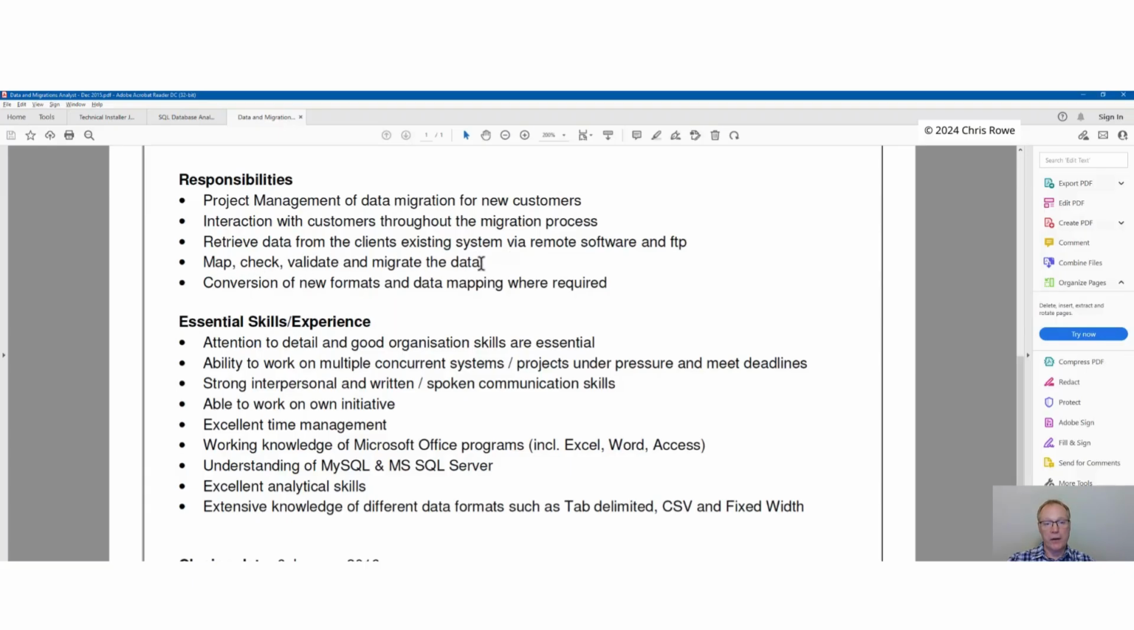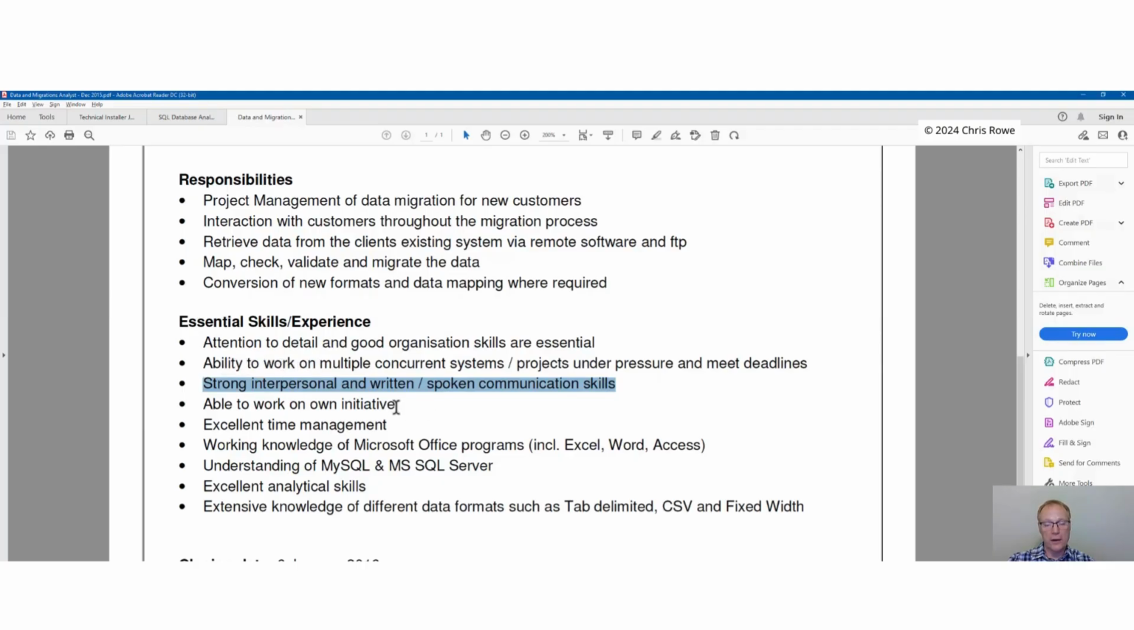Map, check, validate, migrate the data. So that boils down to attention to detail pretty much. Version new formats and data mapping where required. So once again, while it's all about data, there isn't a massive emphasis on SQL Server itself. As you can see, on the essential skills and experience, they have a vast amount talking about attention to detail, work on concurrent systems, projects under pressure, meeting deadlines, and a lot of strong communication skills.